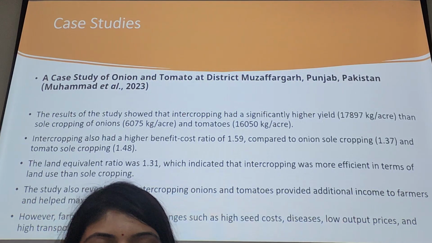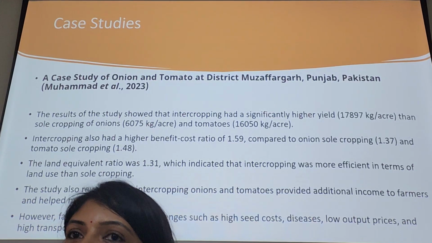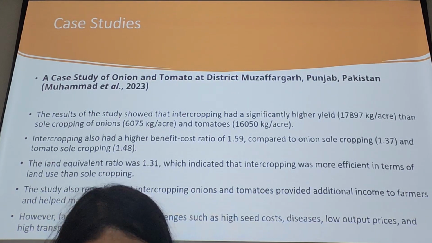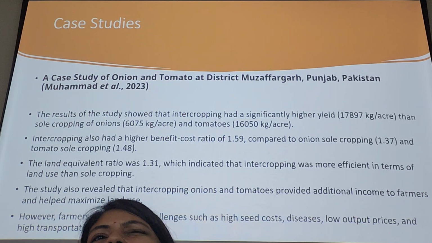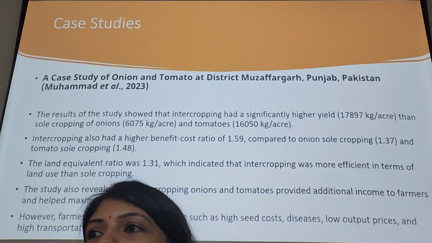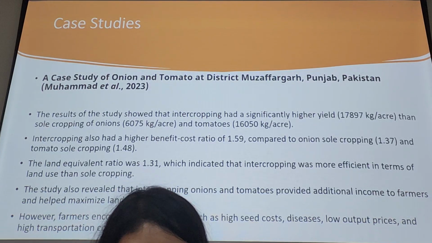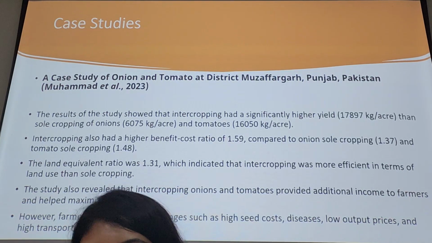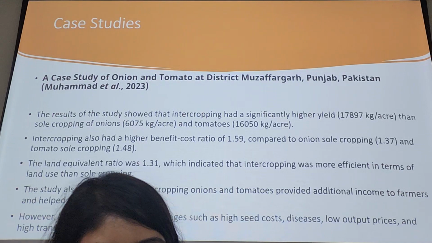When the farmers planted the onion and the tomato together, it provided additional income to the farmers, and they did not just depend on a certain crop at one point of time. However, the farmers encountered challenges such as high seed costs, diseases, low output prices, and also high transportation costs.